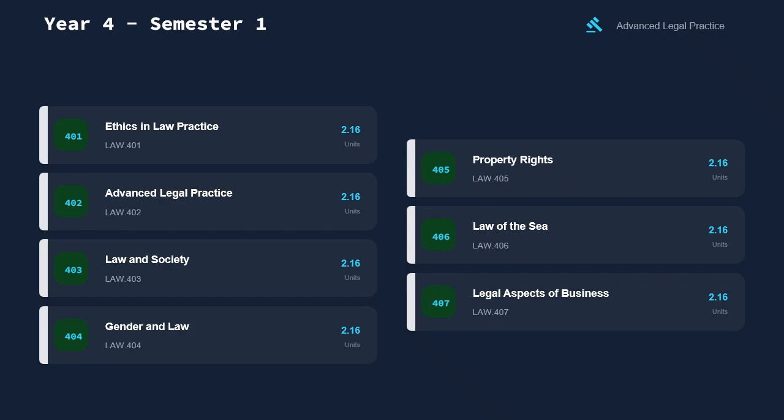Practical application: lawyers litigate gender discrimination cases, advise on workplace policies, and advocate for legislative change. Students analyze gender impacts of legal rules and evaluate equality strategies. They practice developing gender-conscious legal arguments.